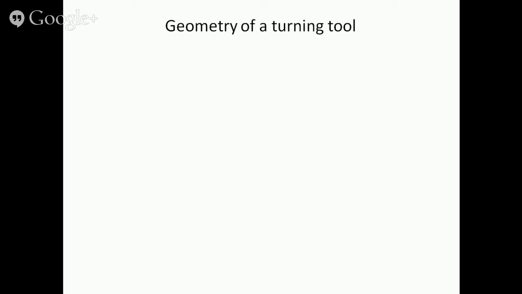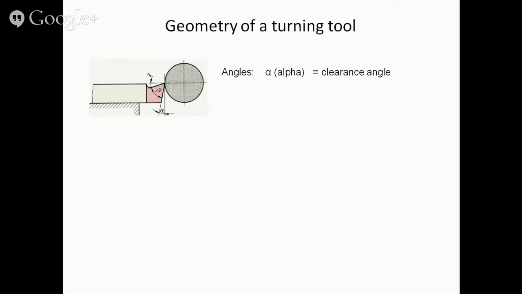There is a clearly defined geometry on outside turning tools, denominated by Greek letters. Alpha is the clearance angle. Beta is the wedge angle. And gamma is the rake angle. Alpha plus beta plus gamma equal 90 degrees.